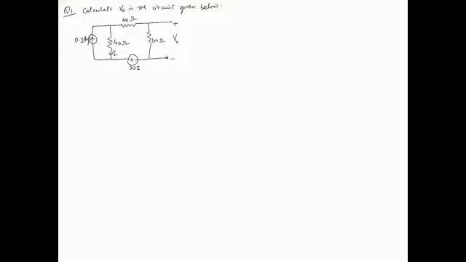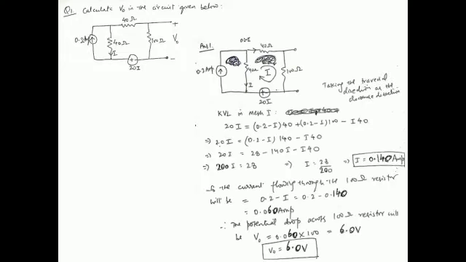Now first of all we need to make a traversal direction for our mesh. So let us choose the clockwise direction as our traversal direction, and then we apply Kirchhoff's voltage law in mesh 1. What we get is the equation 20I equal to (0.2 minus I) times 40 plus (0.2 minus I) times 100 minus I times 40. If we go on solving it, we get the value of I equal to 0.14 amperes.